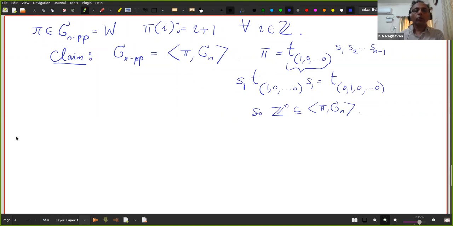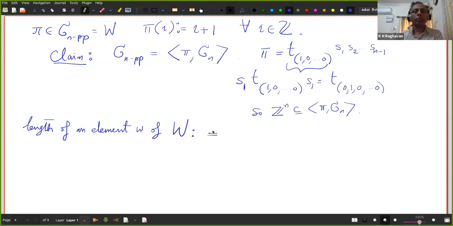Now we come to what is relevant for us. We want to define the notion of length. But I want to warn you, this is not thought of as a Coxeter group, so it's not the length as a Coxeter group. So there are non-trivial elements whose length is zero. So the length of an element w of W is defined as the number of (i, j) pairs, where i is between 1 and n.